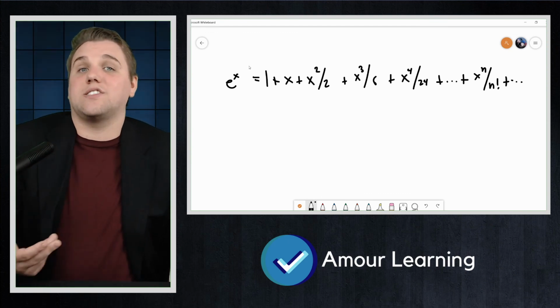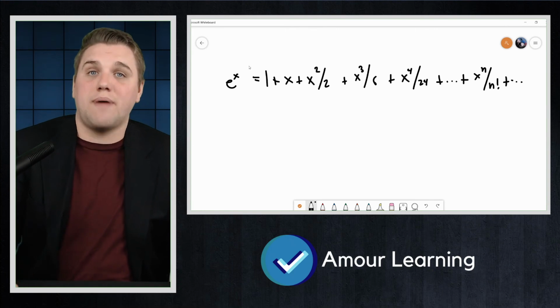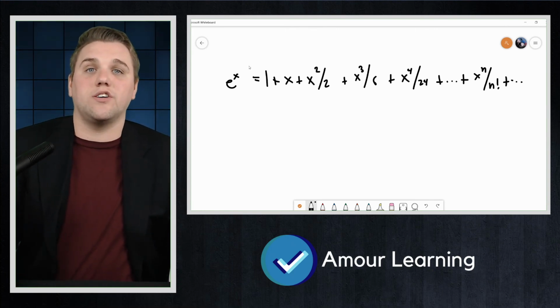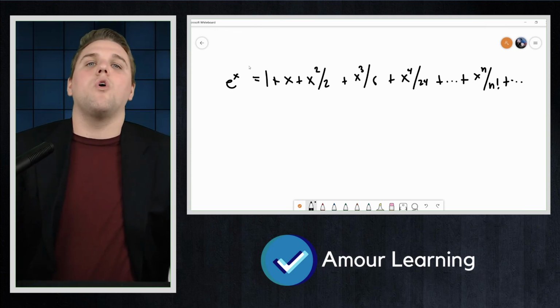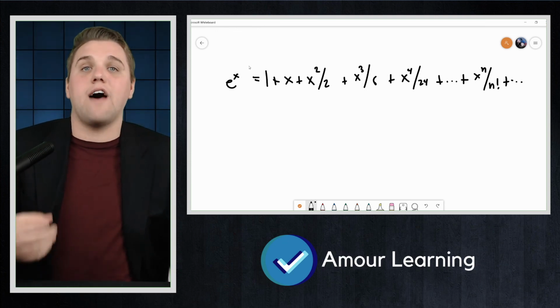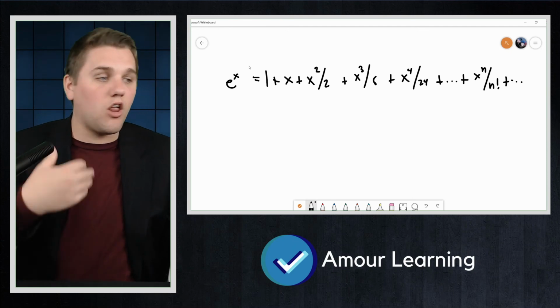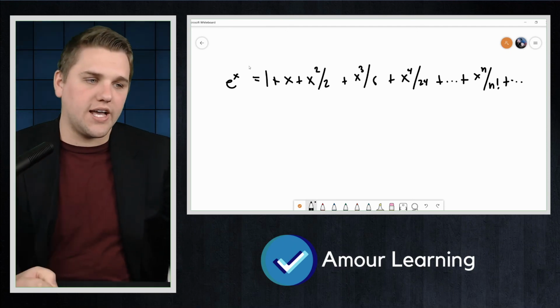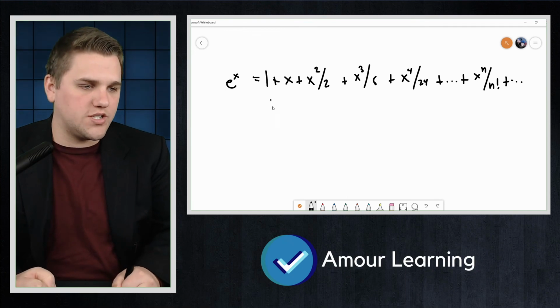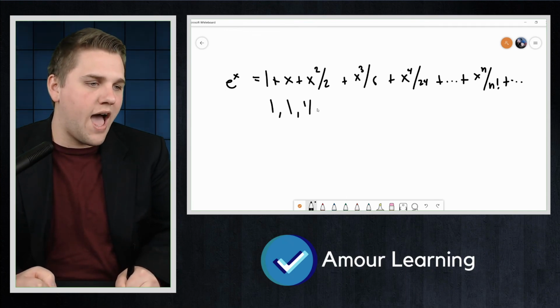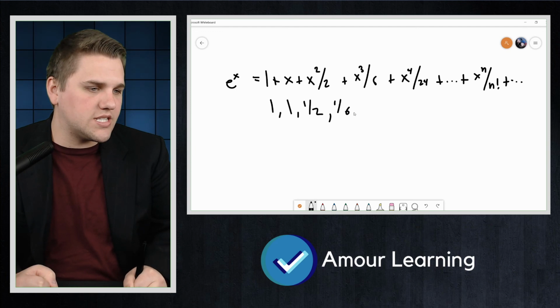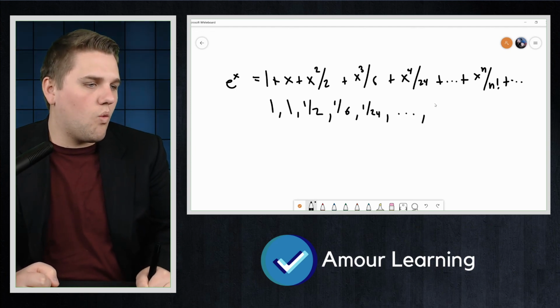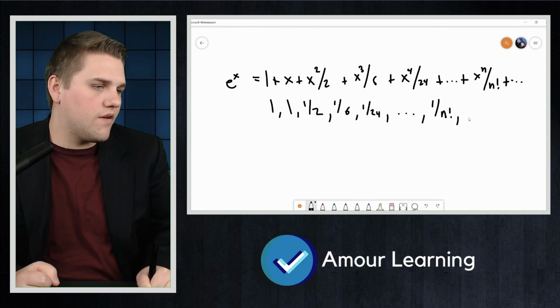When we write down a nice compact function which has an infinite power series that we view as a generating series, then we call that function a generating function. In this example, we would say 1, 1, 1/2, 1/6, 1/24, all the way up to 1 over n factorial has the generating function e to the x. So this generates the sequence 1, 1, 1/2, 1/6, 1 over 24, 1 over n factorial, and so forth.